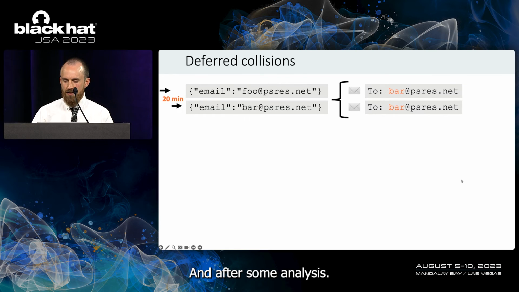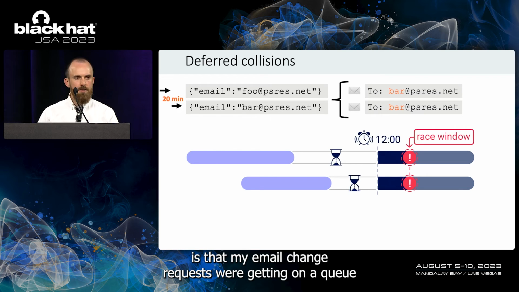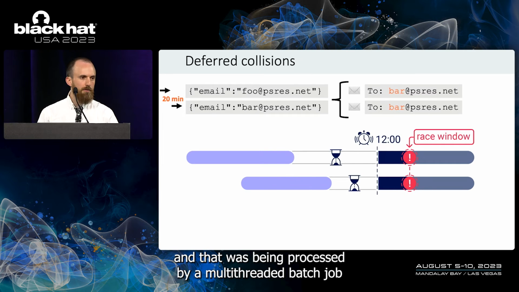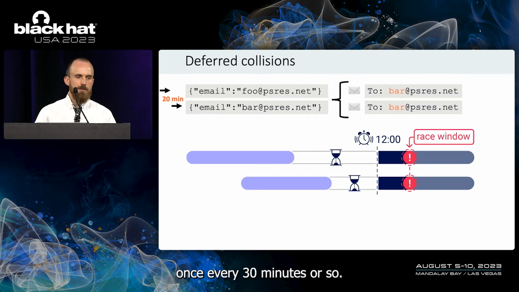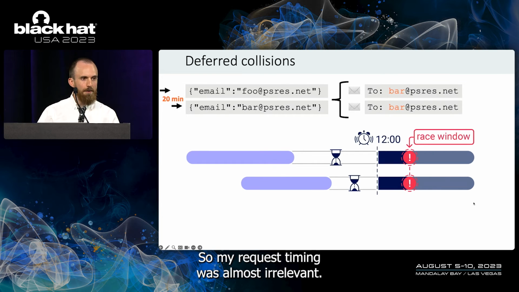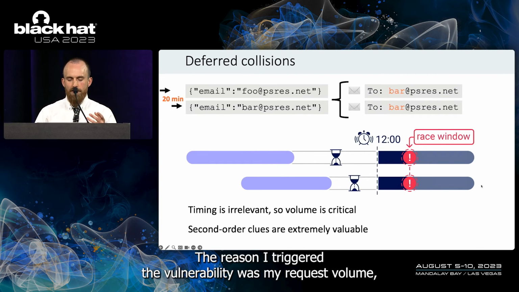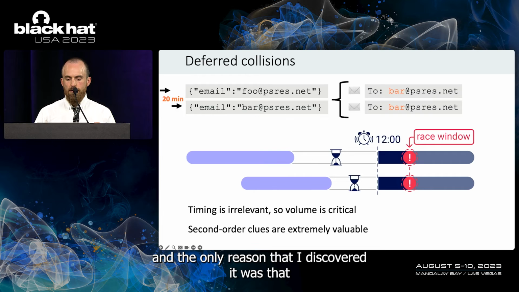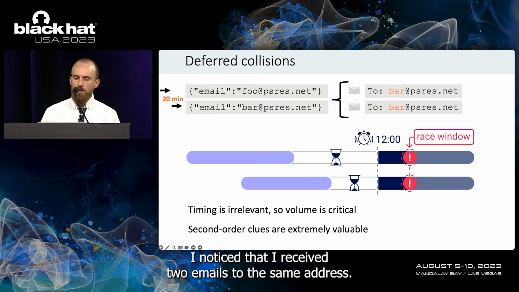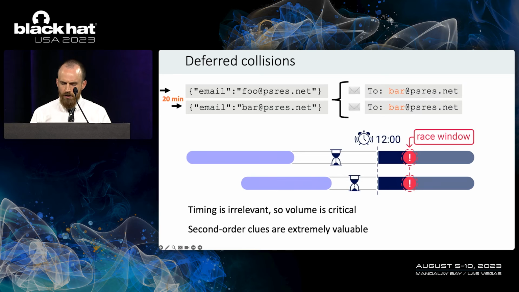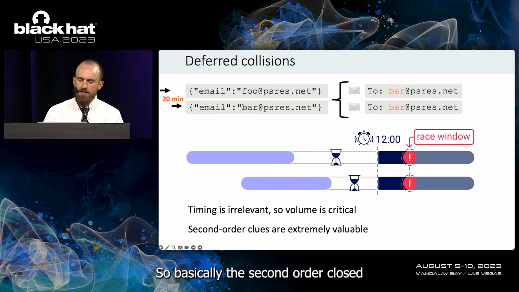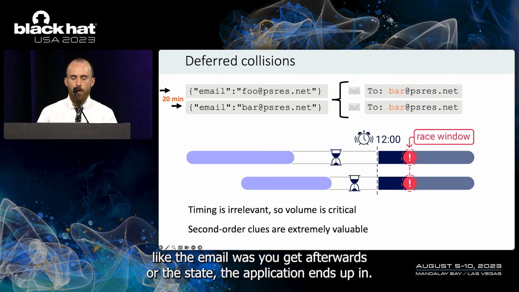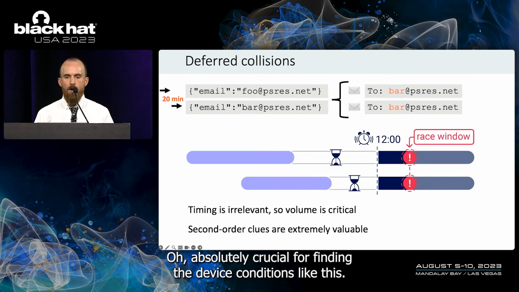And after some analysis, what I think was happening is that my email change requests were getting put on a queue, and that was being processed by a multi-threaded batch job once every 30 minutes or so. So my request timing was almost irrelevant. The reason I triggered the vulnerability was my request volume. And the only reason I discovered it was that I noticed that I received 2 emails to the same address. So basically, these second-order clues, like the emails you get afterwards or the state the application ends up in, are absolutely crucial for finding deferred race conditions like this.